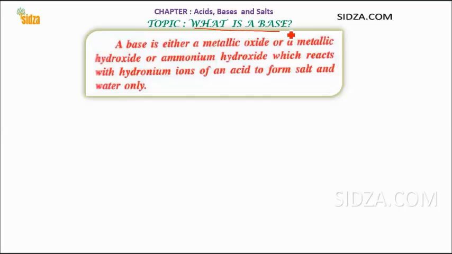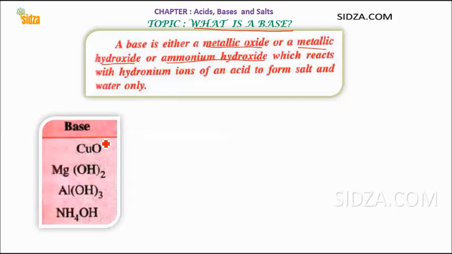What is a base? A base by definition is a metallic oxide or a metallic hydroxide, or you can say the ammonium hydroxide, which reacts with the hydrogen ions from the acids and produces salts and water. So here are certain bases. A base is a metallic oxide, like copper oxide in this example, a metallic hydroxide, like magnesium hydroxide, aluminum hydroxide, or it can be ammonium hydroxide. These are the bases, right?